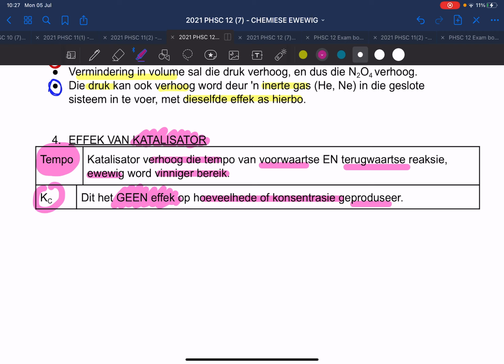Okay, goed, tot graad 12. Ons gaan gou hoe lank 'n breek neem? 20 minute? Ja. Kom ons sê 20 minute breek.